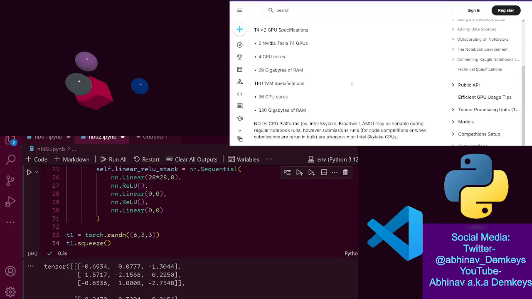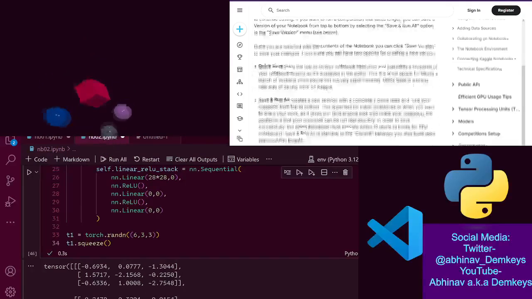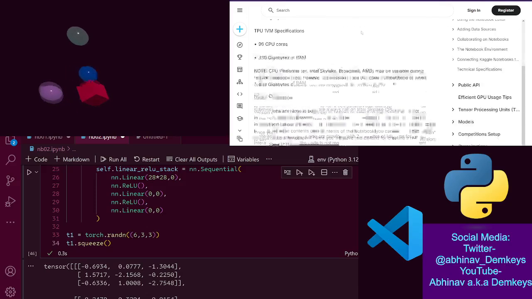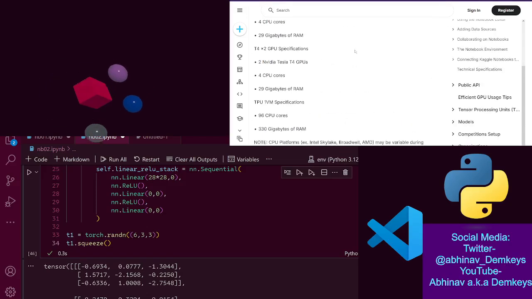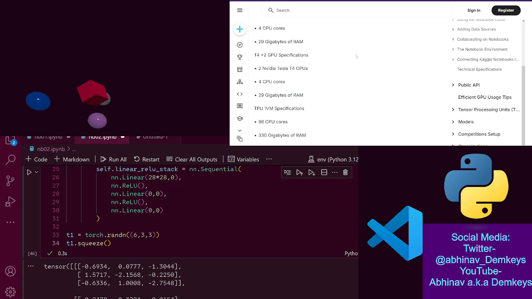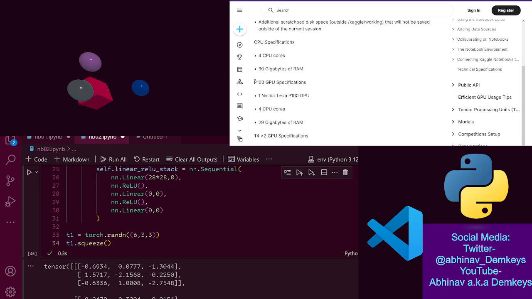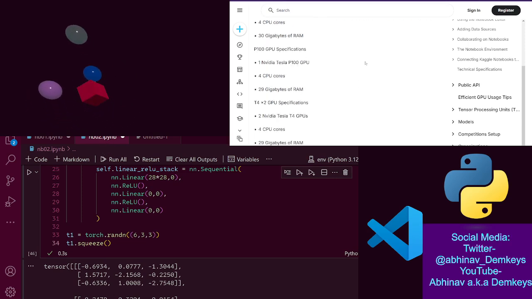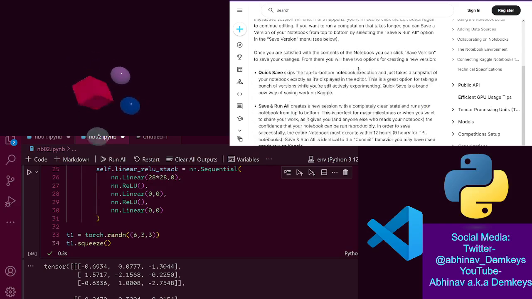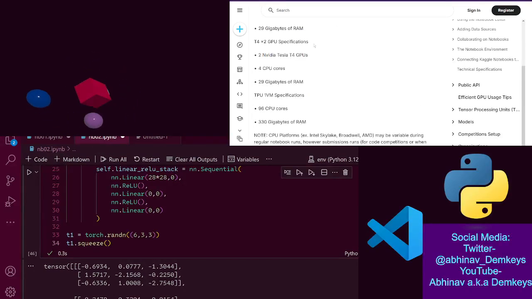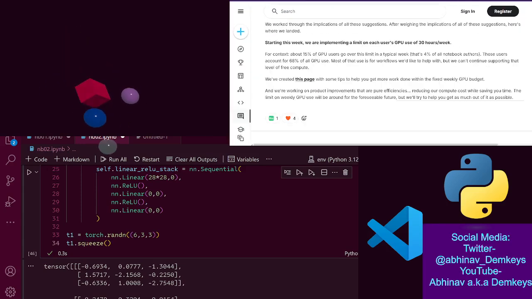Okay, you know what? I'm still confused about this. What this is saying with T4, because it says two NVIDIA Tesla T4 GPUs, but then here it says one NVIDIA Tesla P100 GPU. I don't know if this is up to date or not. So I don't know if we get the option.